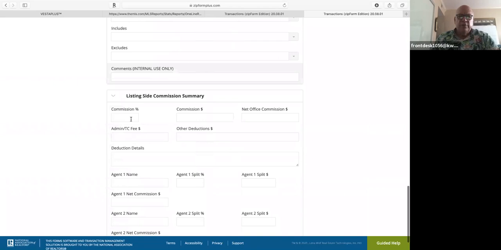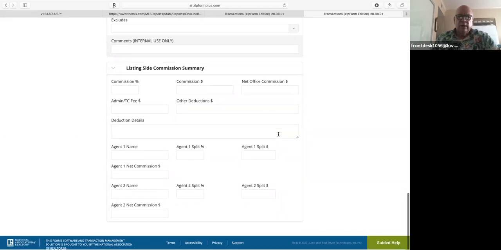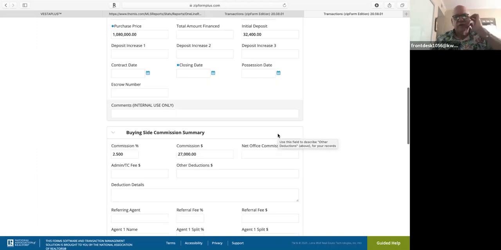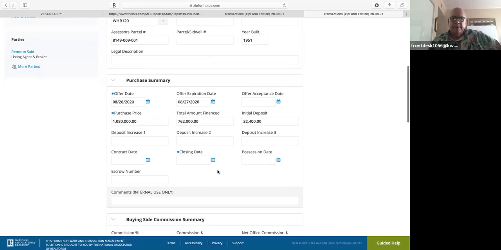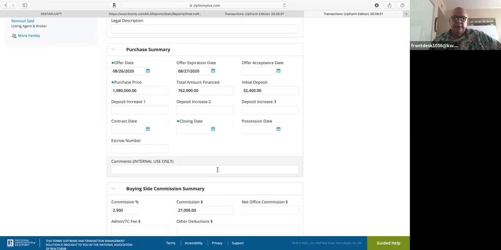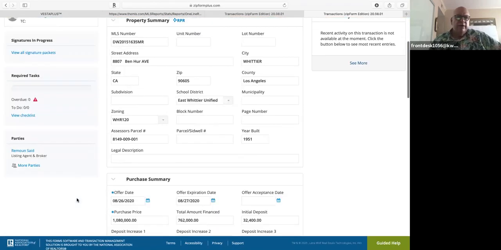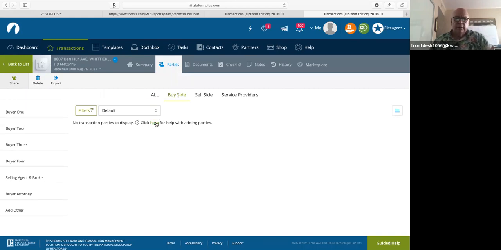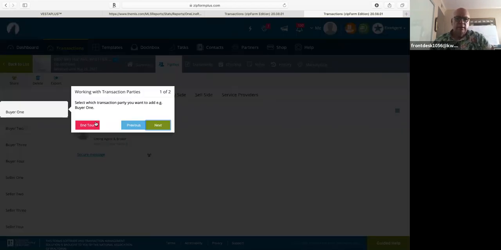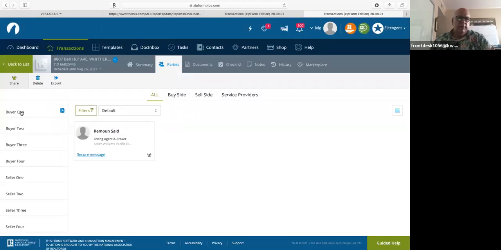So I'm going down on the form and just putting in the more important information, which was our purchase price, our total amount financed. I'm going to put $762. Then we can go over here and we can add parties to the transaction. So the first party we're going to add is the buyer. Buyer number 1.